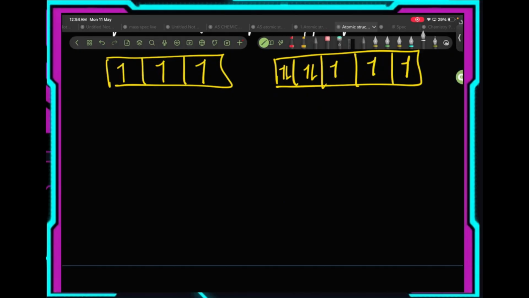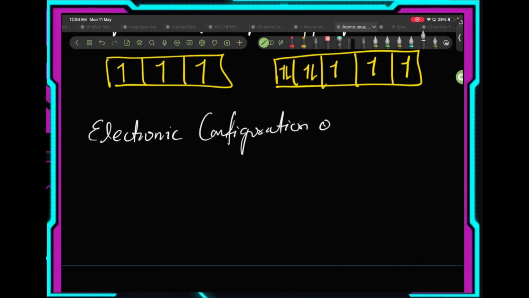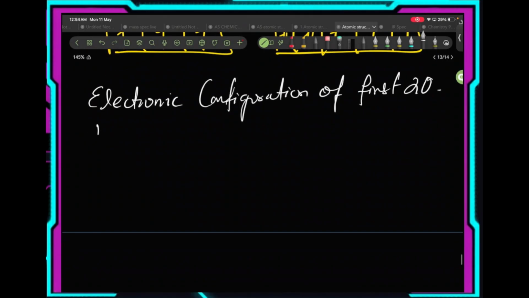So let's write down the electronic configuration now of the first 20 elements. That means you're moving from hydrogen till calcium, starting from proton number 1 and moving on to proton number 20. These are the first 20 elements from hydrogen till calcium.